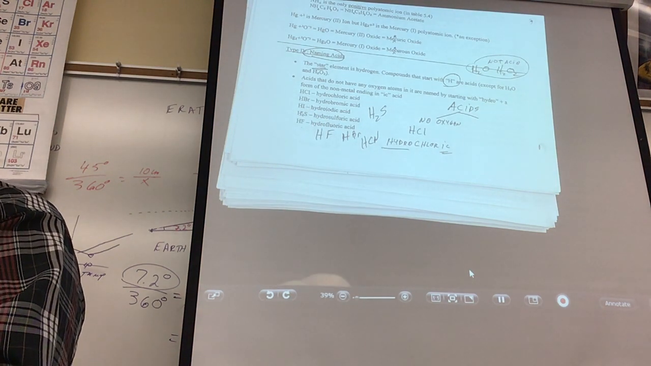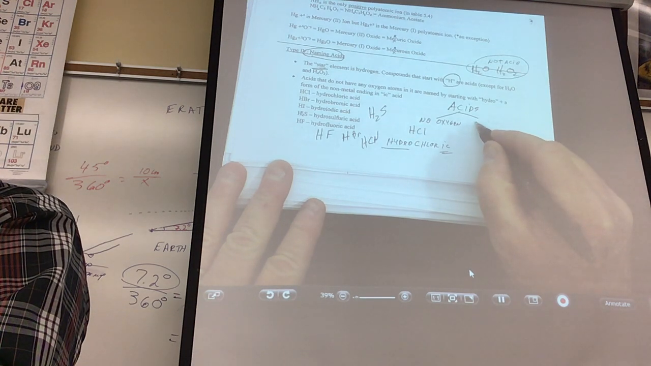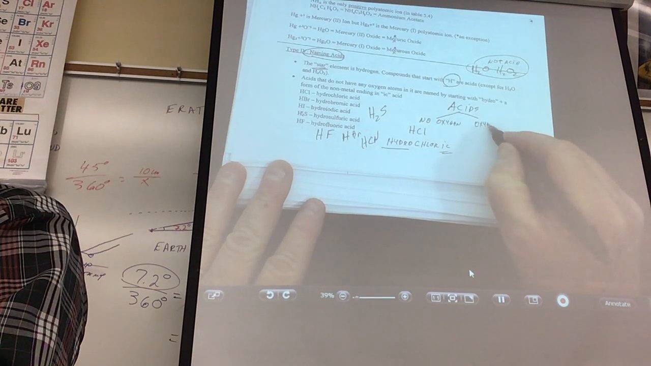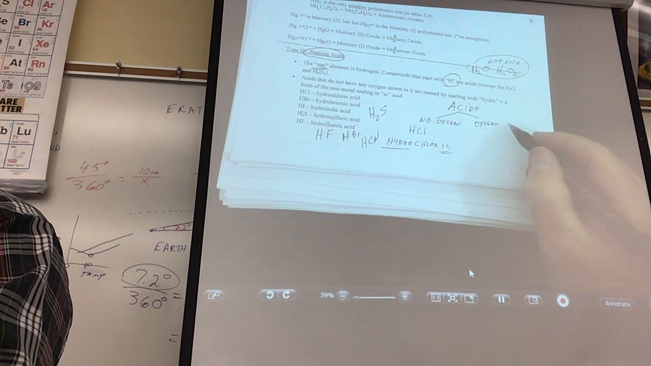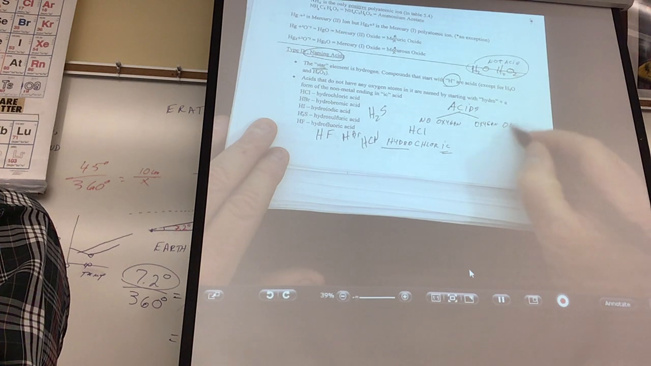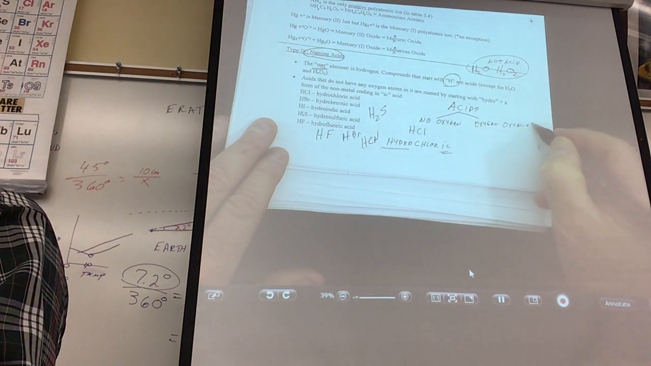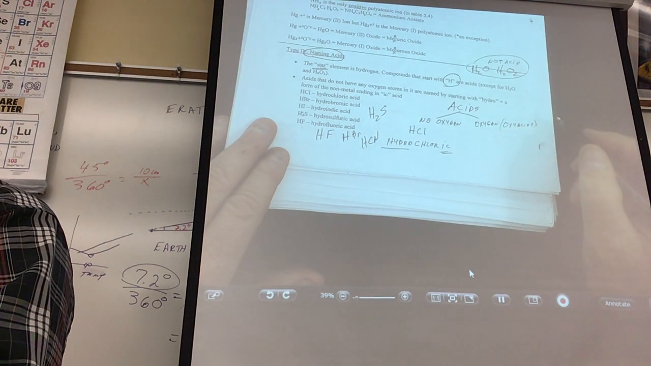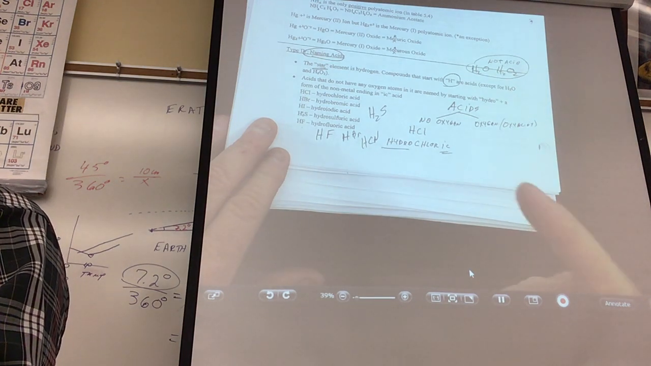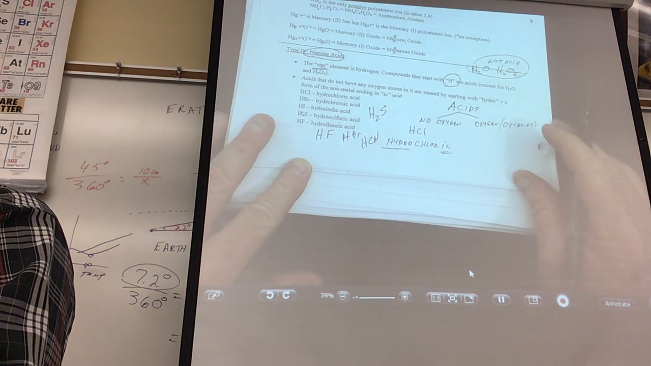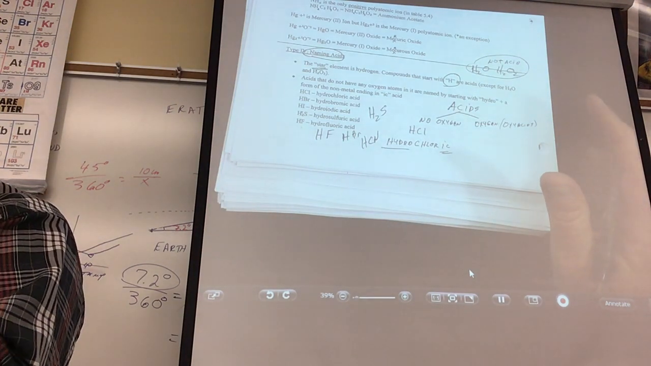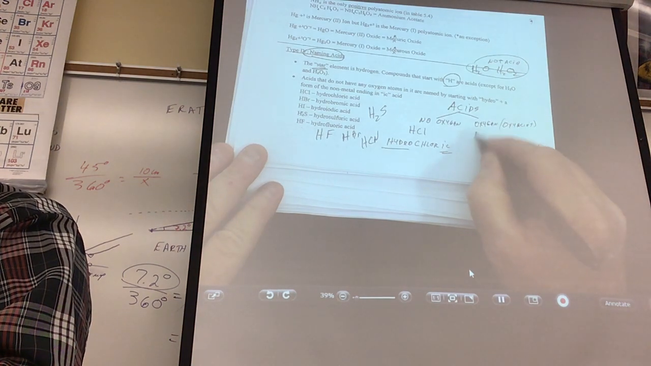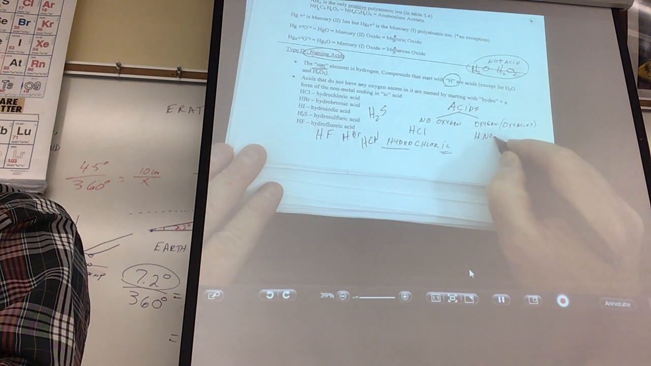Get that? Then we have the ones that do have oxygen, and they're called oxyacids. What are they called? Oxyacids. Oh, I get it. You're an acid, you have oxygen. Now, if you're an oxyacid, it all depends on what the name of the polyatomic ion is. So, here's my example for this one. I have HNO3 and I have HNO2.